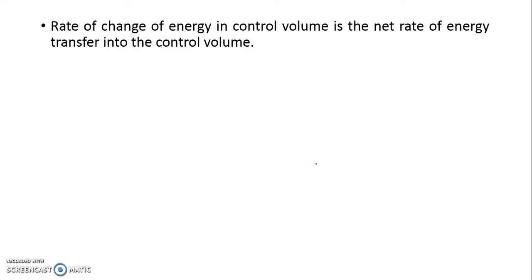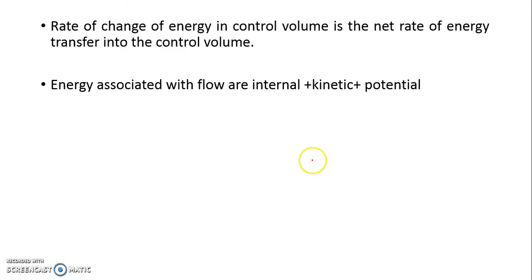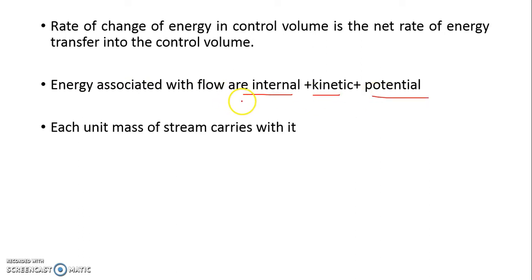Okay, so if I write the equation for that, the rate of change of energy in the control volume is the net rate of energy transfer into the control volume. If it is a steady flow process, that also will be equal to 0. So the energy associated with the flow is internal energy, kinetic energy, and potential energy, which can be written as this: internal energy, kinetic energy, potential energy per mass. This is per kg, per kg, per kg. If I multiply them with m, it becomes total energy.